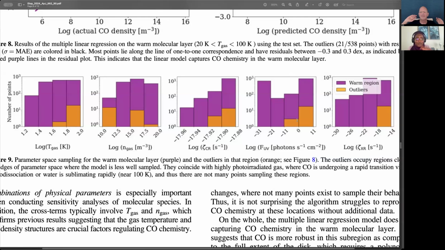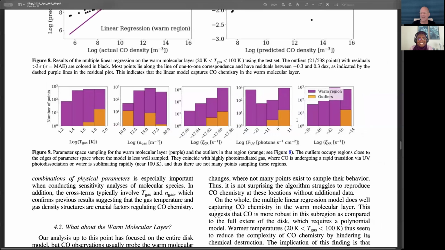All in all, with this warm molecular layer we are fine with the multiple linear regression, whereas with the full disk we need the multiple polynomial model. That means the chemistry is less complex in the warm molecular layer than across the full extent of the disk. This suggests that temperature reduces the degree to which CO is transformed into other species and depleted, which is consistent with previous work, where we find temperature reduces this complexity. That was exciting.